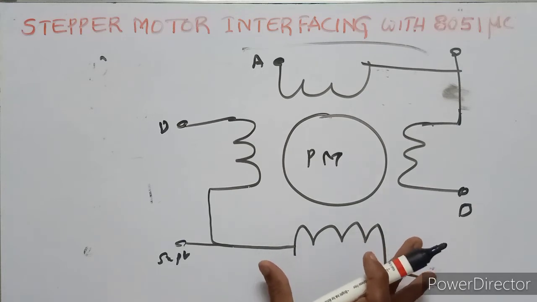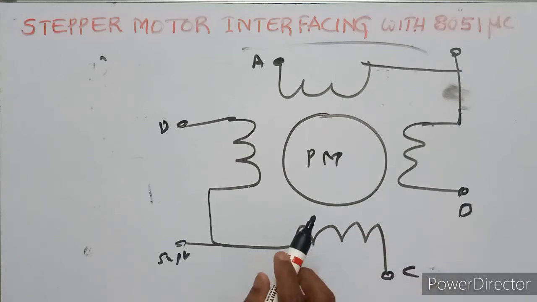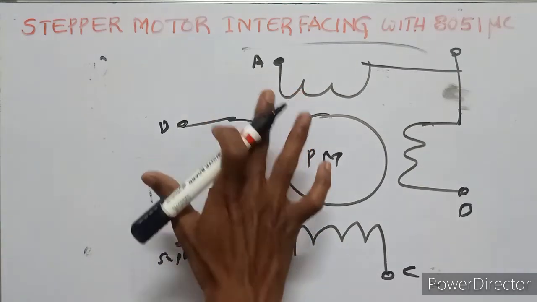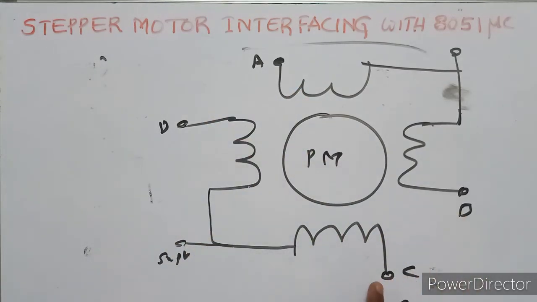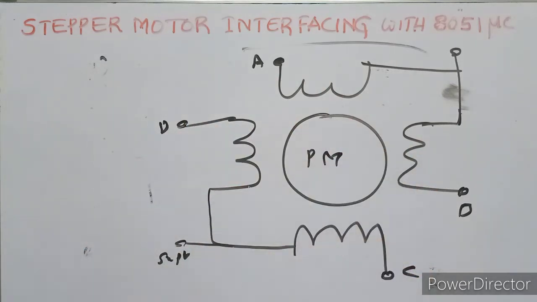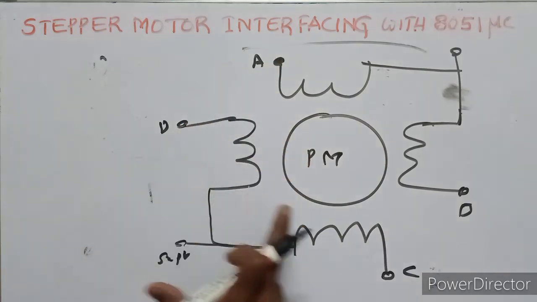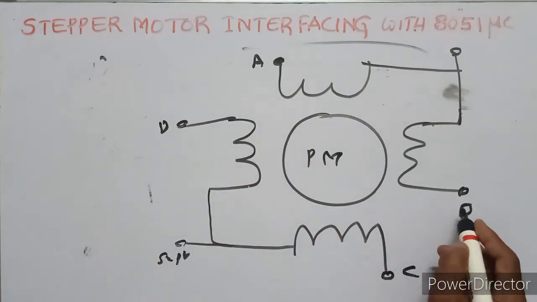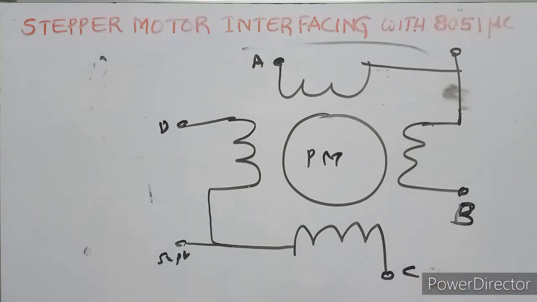It has a total of 6 leads. This is winding A, winding B, winding C, and winding D. Of the 6 leads, 4 leads represent the 4 stator windings, A, B, C, D. So here there are 2 commons, the center tapped leads.